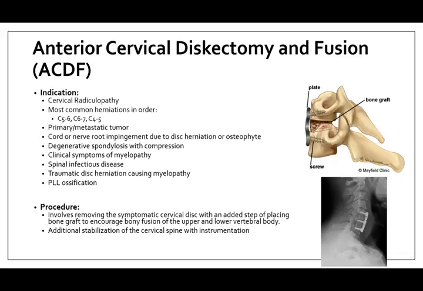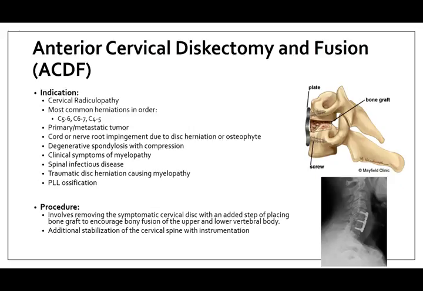Indications also can include primary or metastatic tumors, cord or nerve root impingement, degenerative spondylosis, clinical symptoms of myelopathy, as mentioned before, spinal or infectious disease, traumatic disc herniation, or ossification of the posterior ligaments there. Procedure involves removing the symptomatic cervical disc with that discectomy, with an added step of placing a bone graft to encourage bony fusion of the upper and lower vertebrae, and then additional stabilization of the cervical spine with instrumentation.